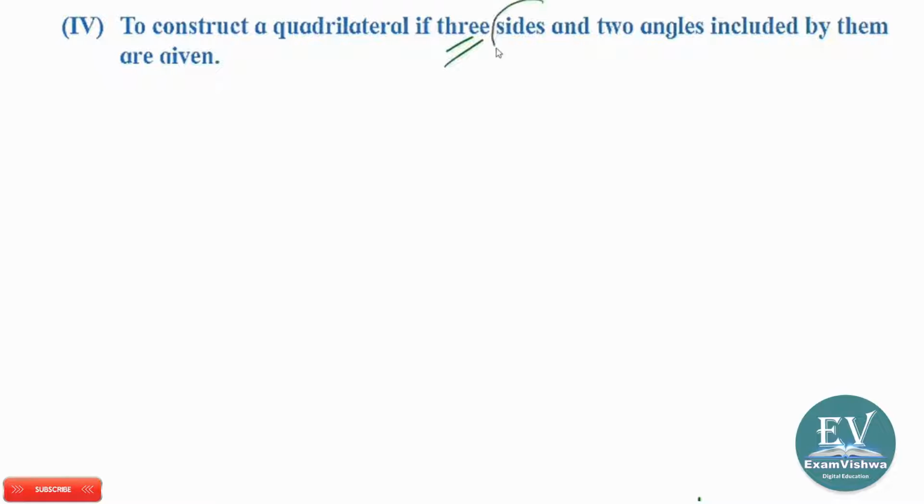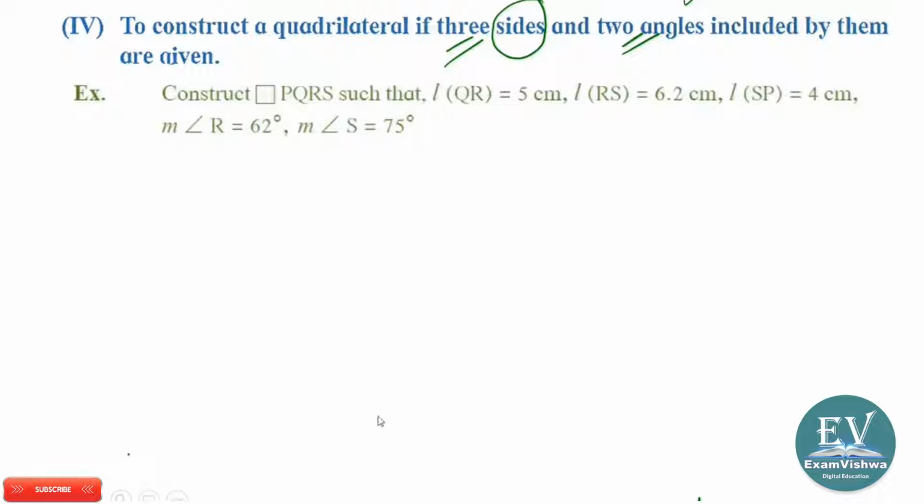So whether a quadrilateral can be constructed, that is the next question. The question is: construct PQRS where QR, RS, SP are given and two angles R and S are given. So as usual I have to draw a rough diagram for that PQRS.